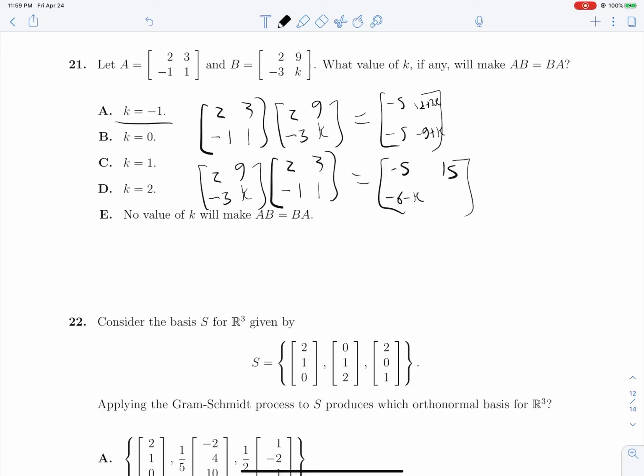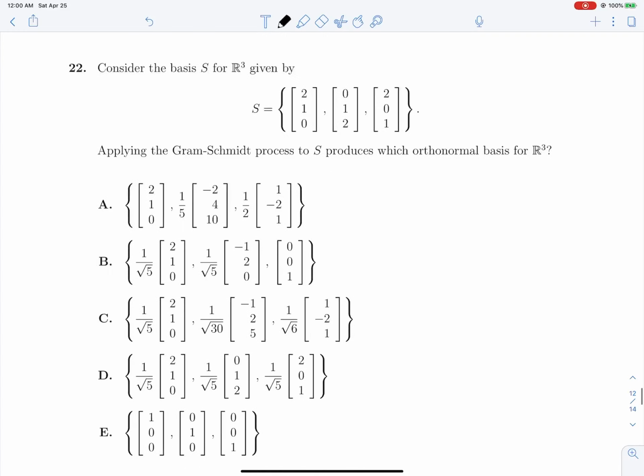I'm not sure why we have minus 3, because up here we get 18 plus 3k. 18 minus 3 will give us that 15, so that's good. And then finally, for that final entry, we have negative 9 plus k. And negative 9 plus k, no matter the value, is also equal to negative 9 plus k. So A works for both of these.